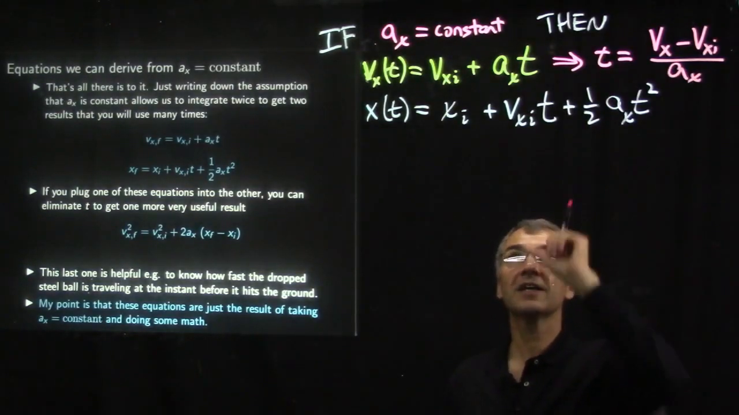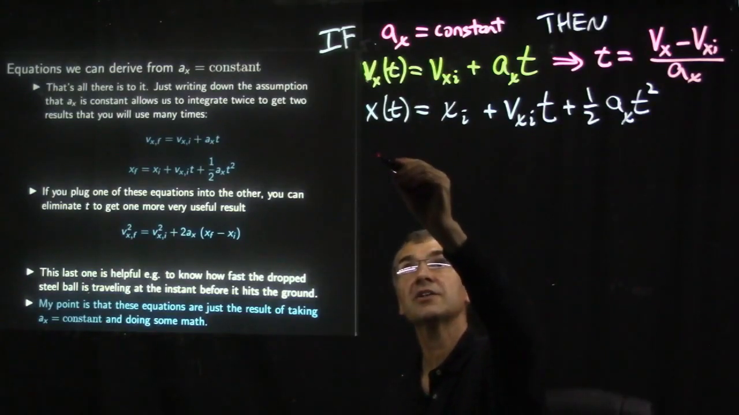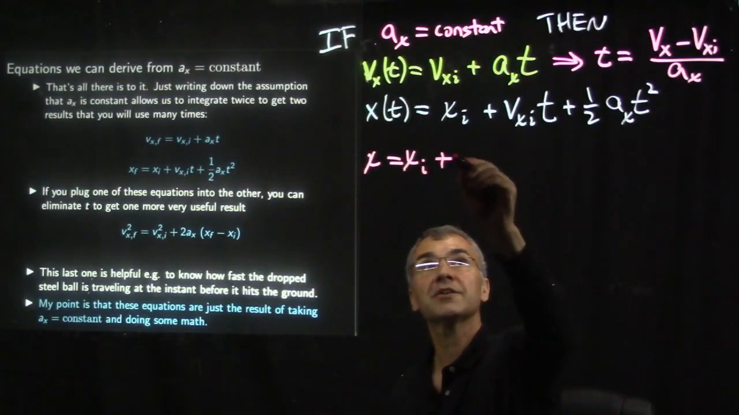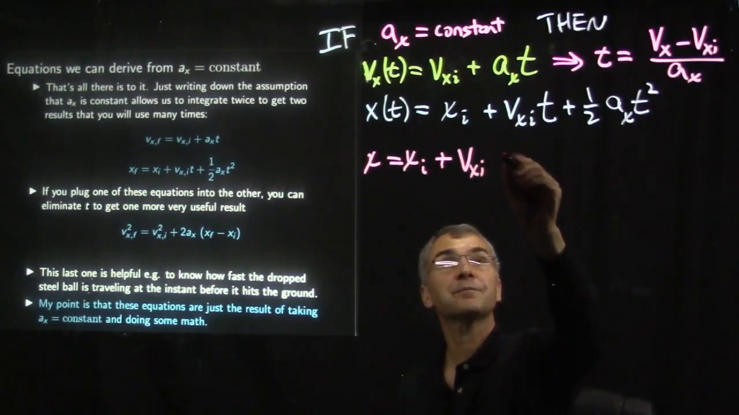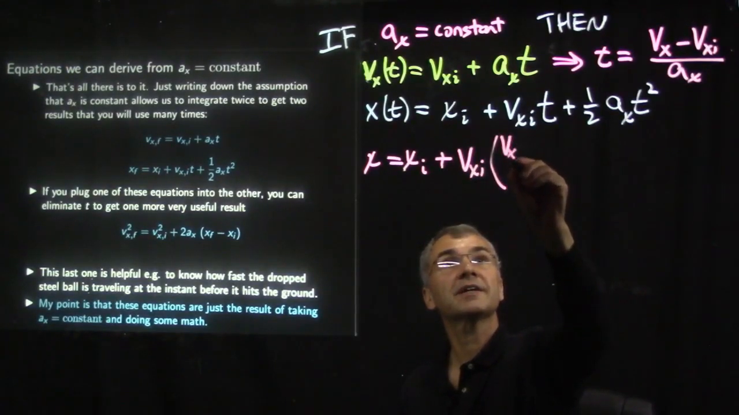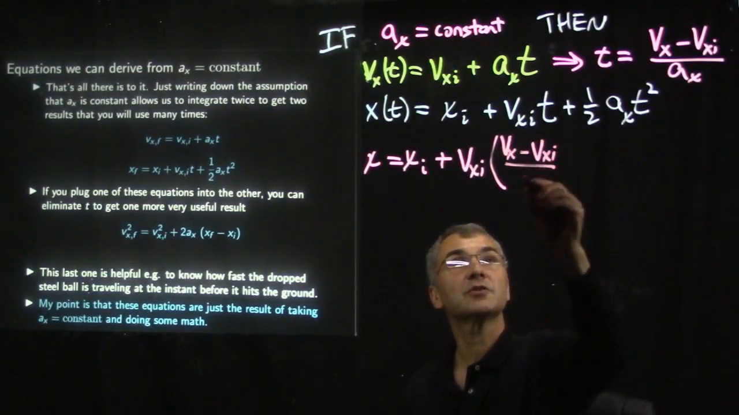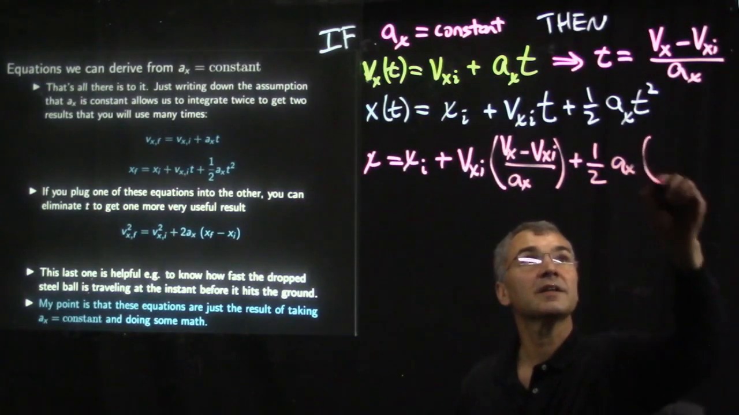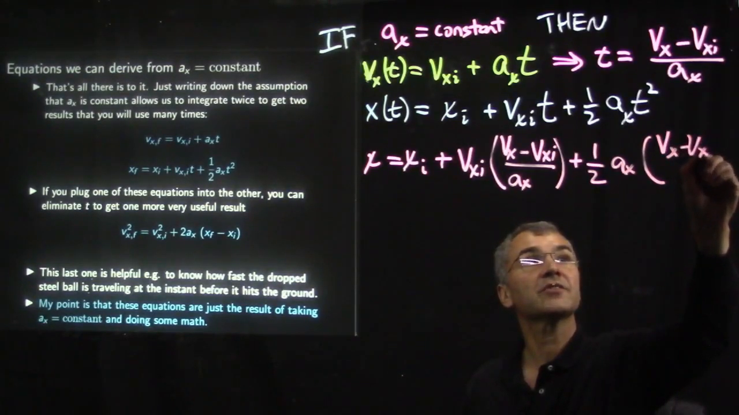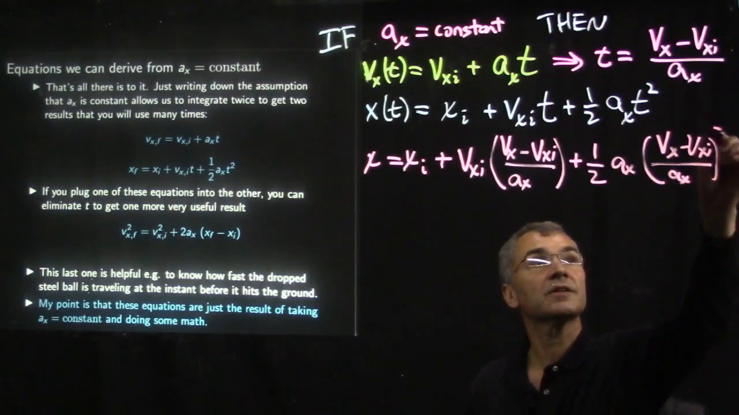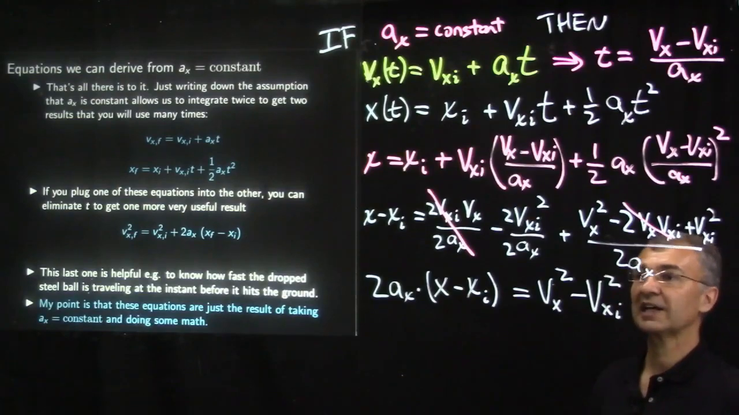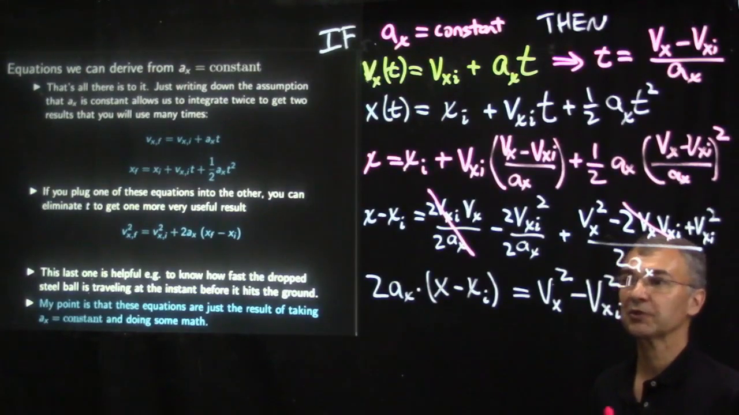And then we can use that for the time over here, and this gives us x equals x initial plus vx initial times vx minus vx initial over a sub x, plus 1/2 a sub x times vx minus vx initial divided by a sub x, all squared. And then I think we can do a little simplification. There we go. Whoa. This is why I don't ask you to do this kind of algebra.